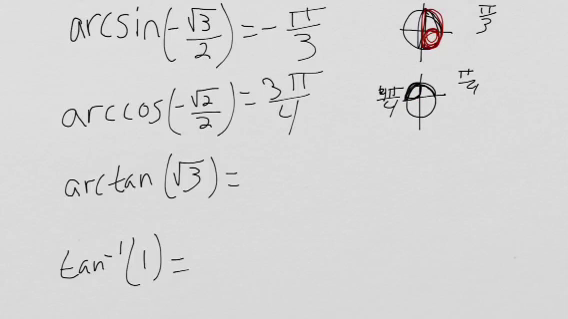All right, arctan of root 3. This is a little tougher. Draw our unit circle. Arctan goes from negative pi over 2 to pi over 2. You should try to figure out how I'm determining those ranges. It's something we did in class a couple times.